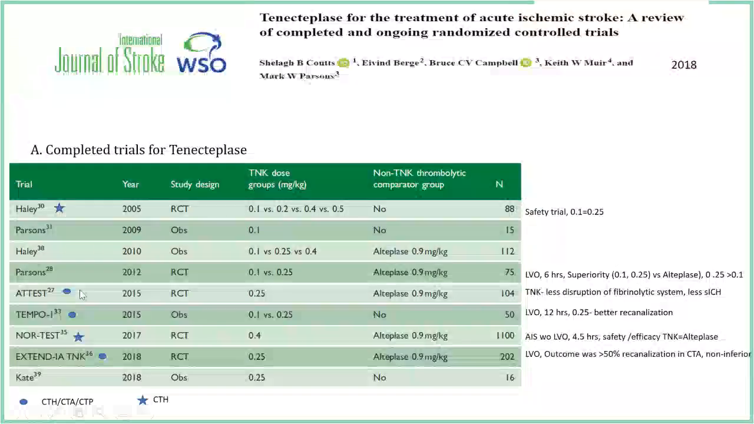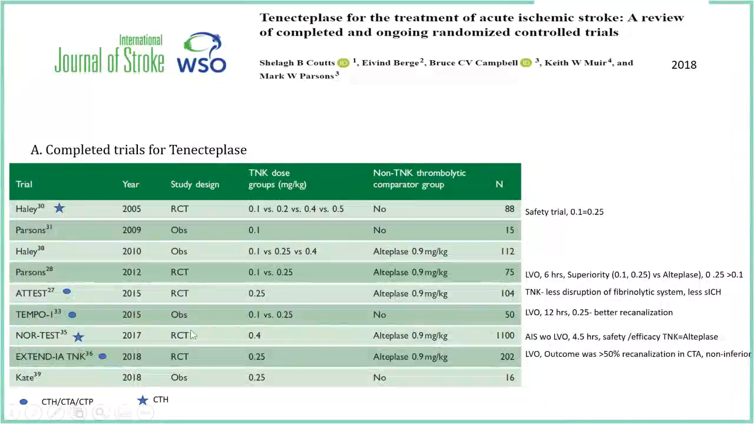Likewise, the TEST trial studied the fibrinolytic actions of Tenecteplase compared with Alteplase, and it showed the less disruptive mechanism of Tenecteplase in the fibrinolytic system, leading towards lesser symptomatic intracranial hemorrhage. The TEMPO-1 trial was done for large vessel occlusion and the use of Tenecteplase, extending the window to 12 hours, and they found that 0.25 milligram per kg of Tenecteplase had better recanalization.